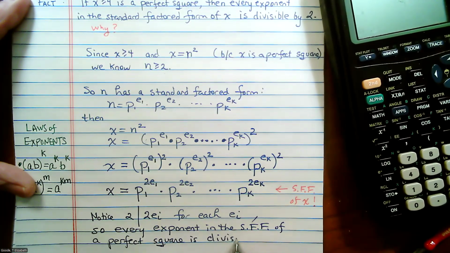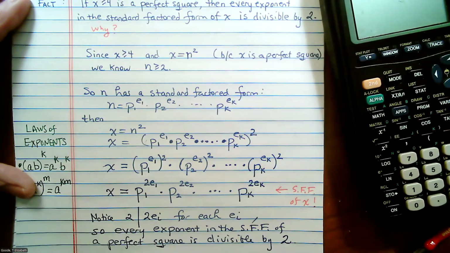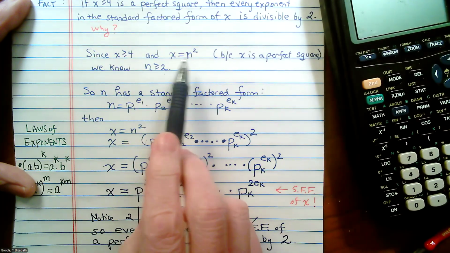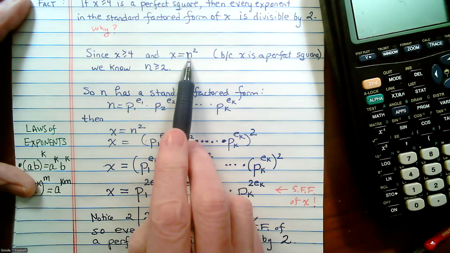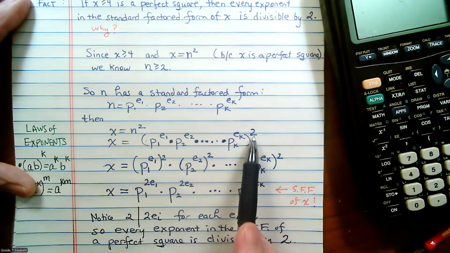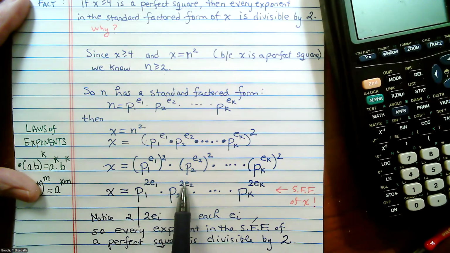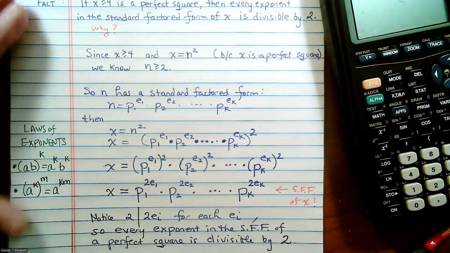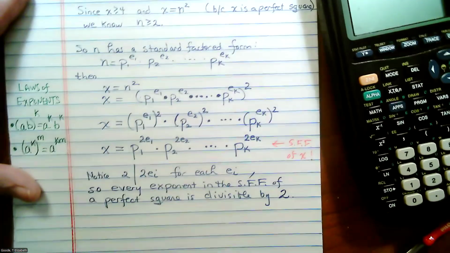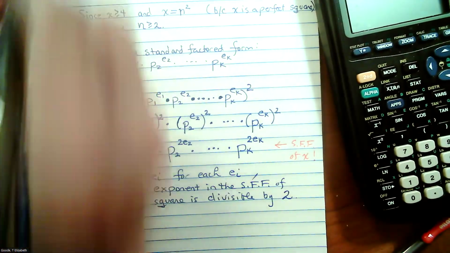And it turns out you can play this game with perfect cubes too. If x is a perfect cube, it would equal n cubed. Instead of having a 2 here, we would have a 3 here, and that 3 would get distributed. Then it would be 3e sub 1 and 3e sub 2. So when x is a perfect cube, what could you say about every exponent in its standard factored form? It would be divisible by 3. That's right. That's the next fact.